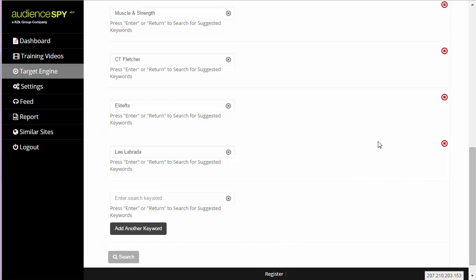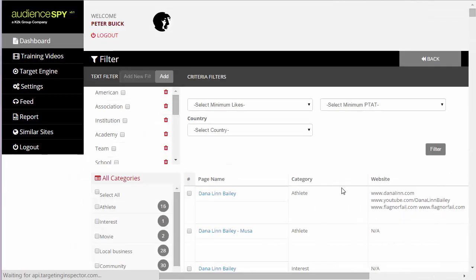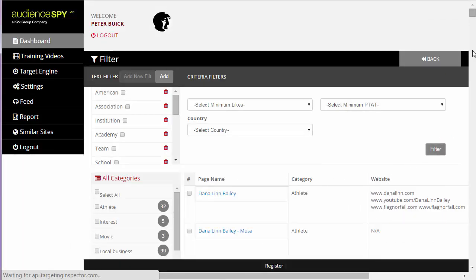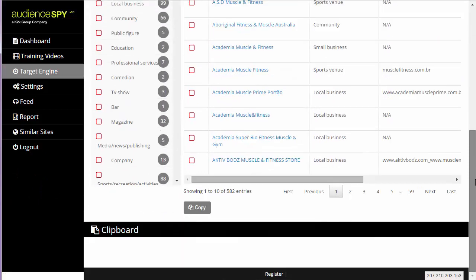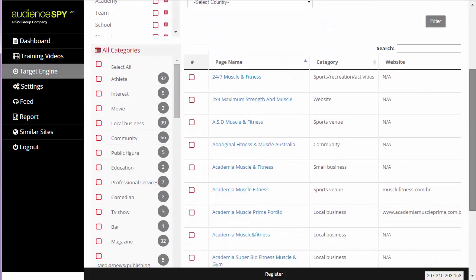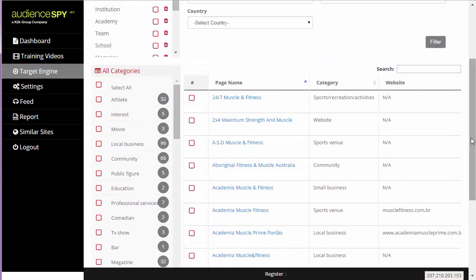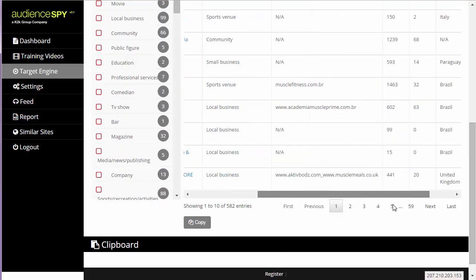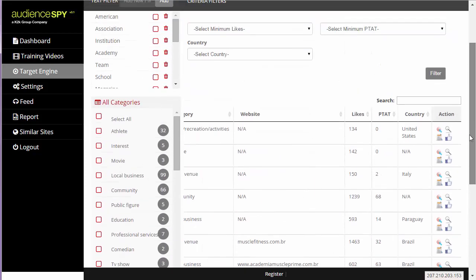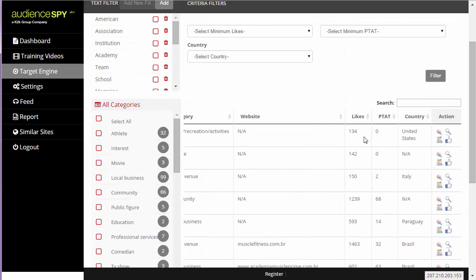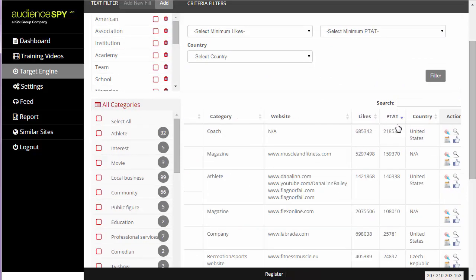And there we go. And it's come up with a bucket load probably. Yeah, 582 potential things. These are all new leads now. Let's just search by.